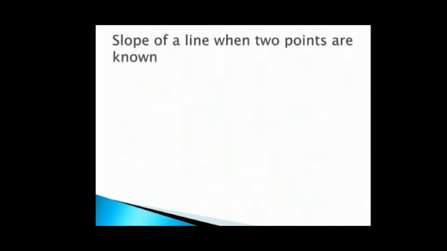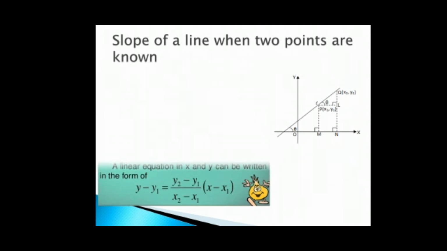Now, slope of a line when 2 points are known. If we know the 2 points, that is P and Q, with the respective coordinates x1, y1 and x2, y2, we can find the slope of the line by considering an arbitrary point x, y, and the linear equation in x, y can be written in the form y minus y1 is equal to y2 minus y1 upon x2 minus x1 into x minus x1, where y2 minus y1 upon x2 minus x1 is slope of that line.